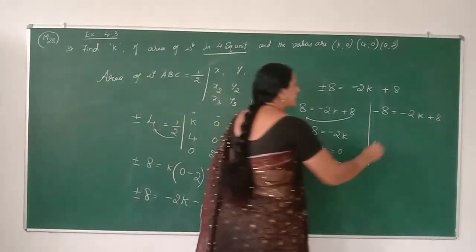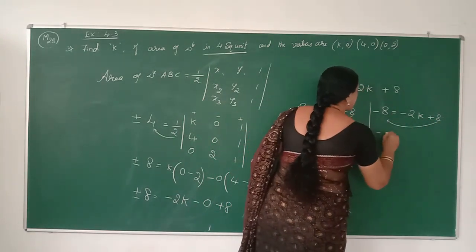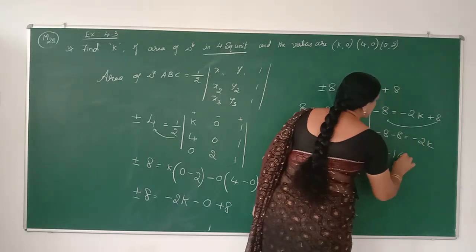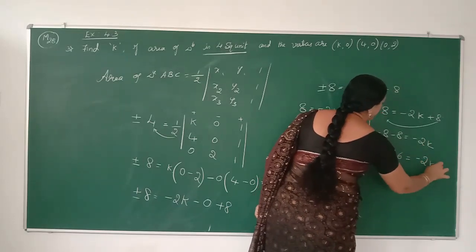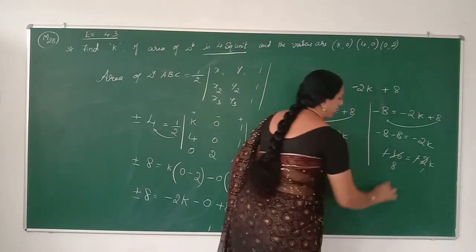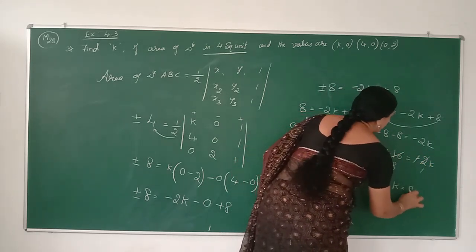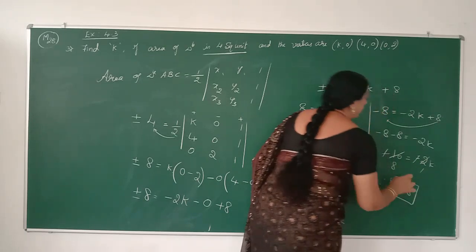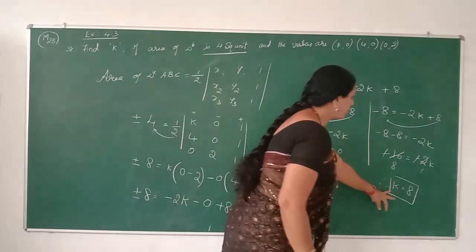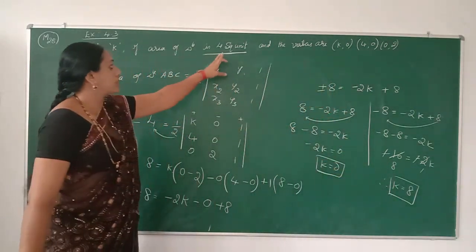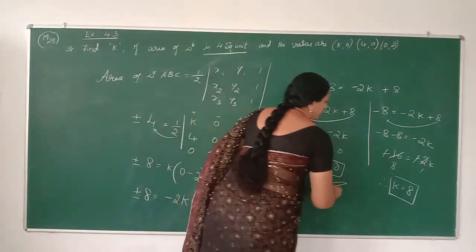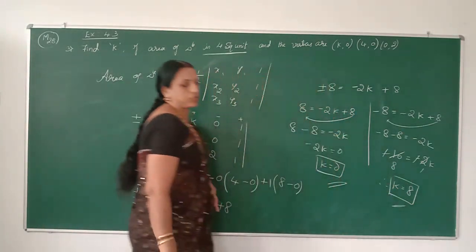Similarly, there is another value. Minus 8 is equal to minus 2k plus 8, so minus 16 is equal to minus 2k. These minus signs get cancelled. 2 8s are 16, which gets cancelled. Therefore, k is equal to 8. Therefore, the values of k are either 0 or 8. Then the area of the triangle is nothing but 4 square units. So these are the two different values of k.